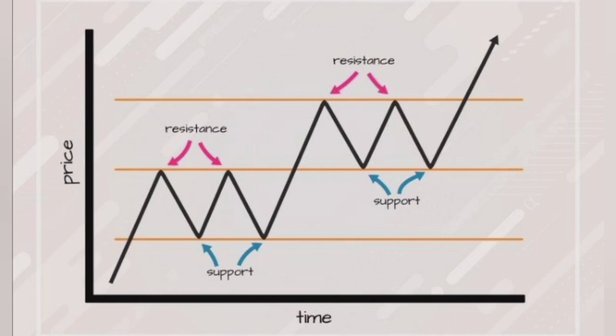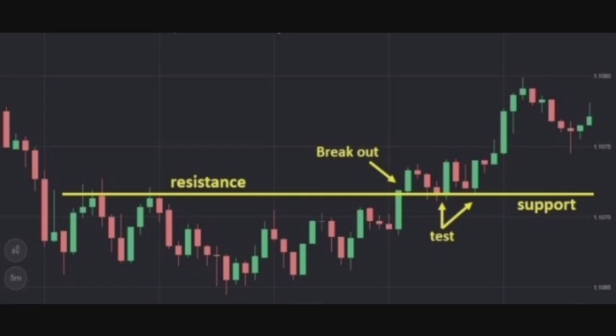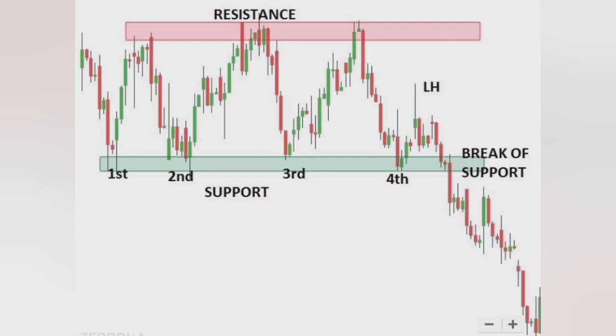So support and resistance levels can also switch roles. For example, when a resistance level is broken, it becomes support. So price comes to retest it, and pushes up. When also a support level is broken, it becomes resistance, and price comes to retest it and pushes down.